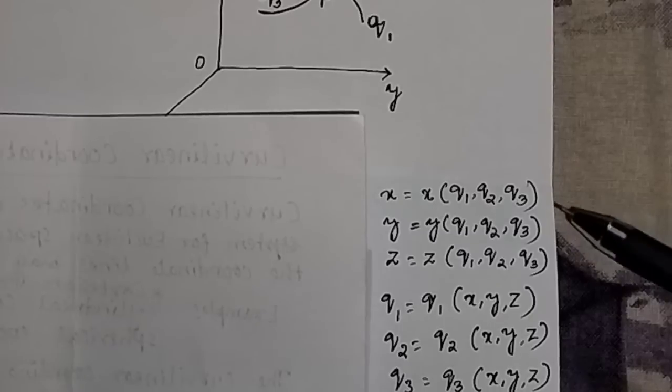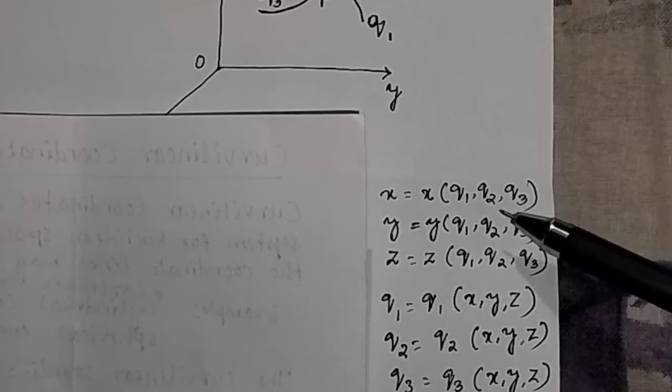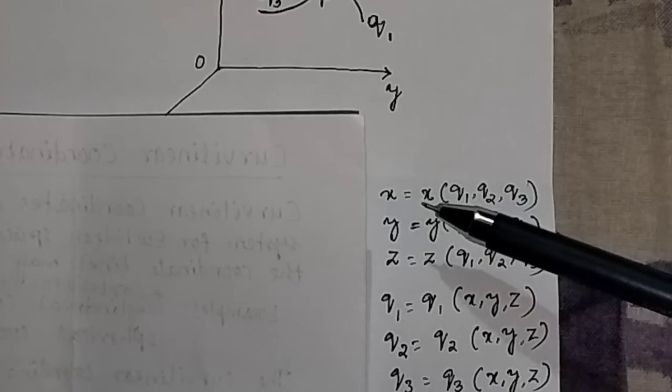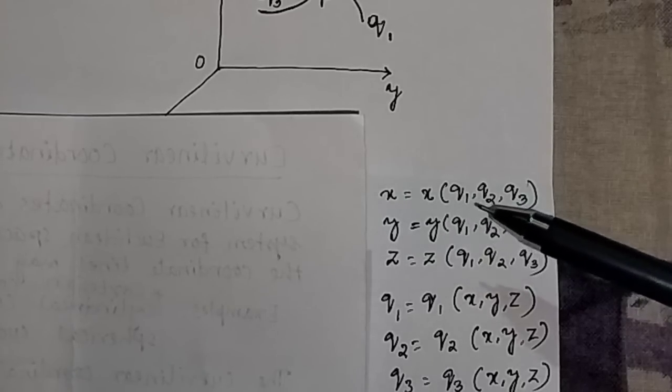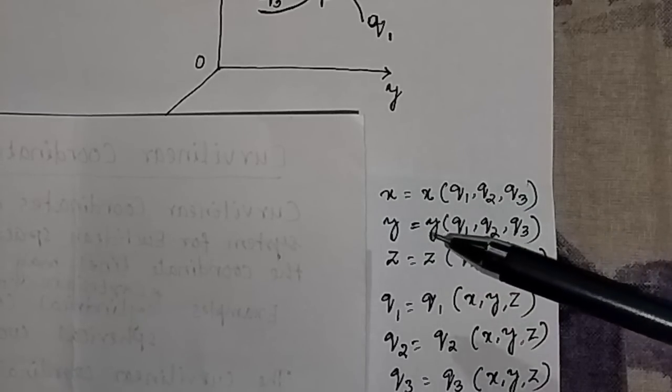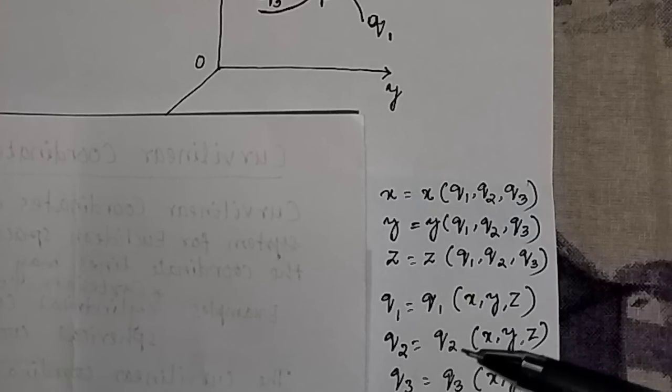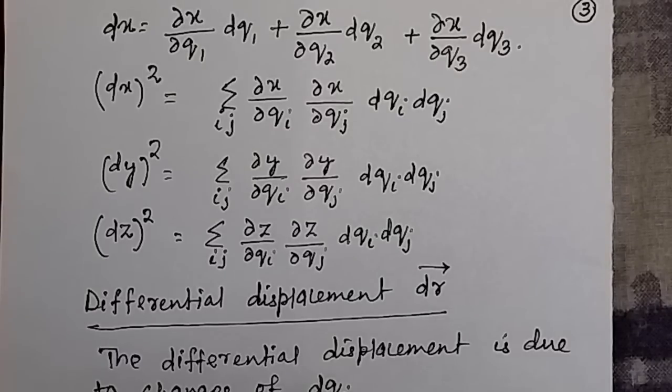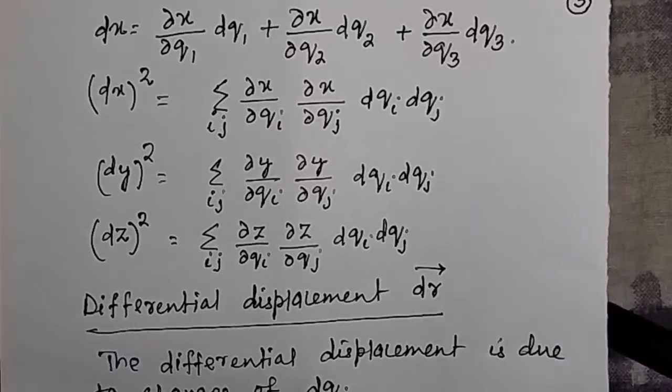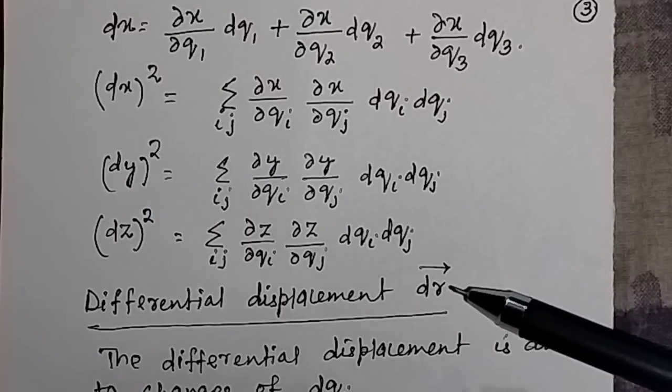That means we can represent x as a function of q1, q2, q3. Y is also a function of q1, q2, q3. Z is a function of q1, q2, q3. And you can also define the curvilinear coordinates q1, q2, q3 in terms of x, y, z. How do you define displacement, suppose dr, in curvilinear coordinates?